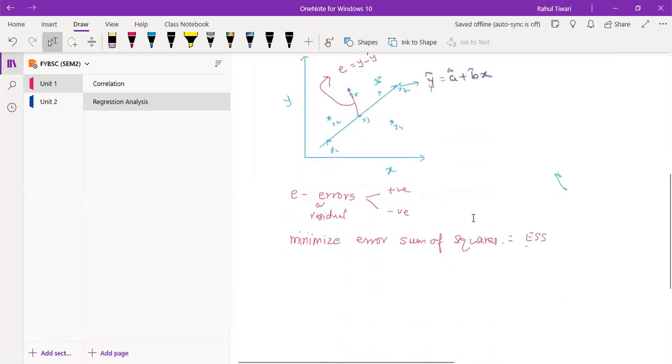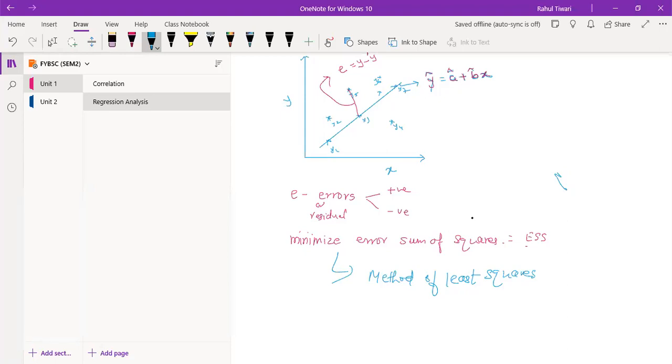For that purpose, we have a method, and that method's name is the method of least square. Using the method of least square, one can minimize the error sum of square. Please watch this video again and again on YouTube, either the one which I'm going to upload, or any other video that deals more with the error term, because that is a very good foundation of these concepts. If this concept is not clear, then just creating a model has no meaning.